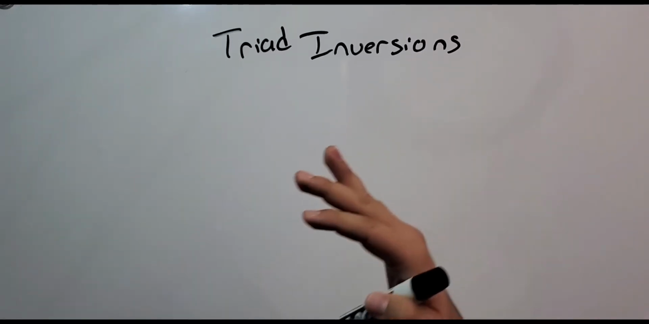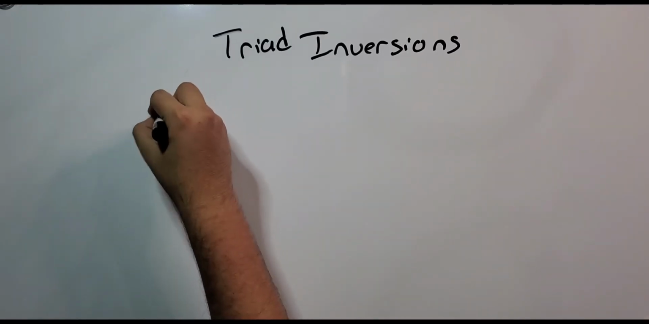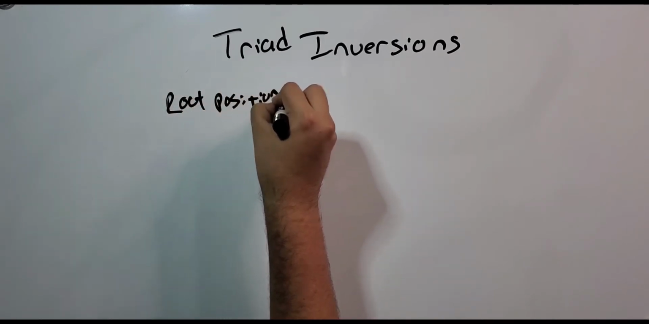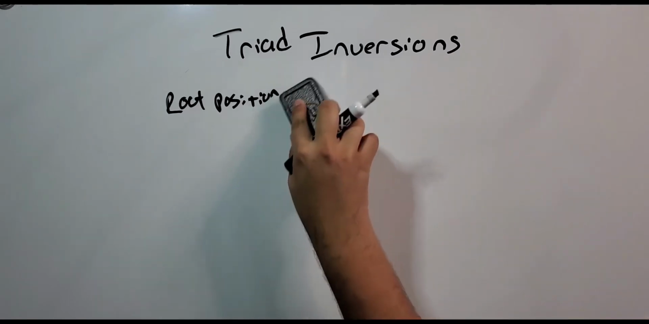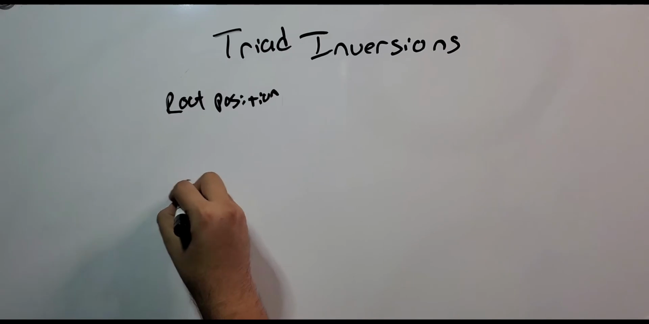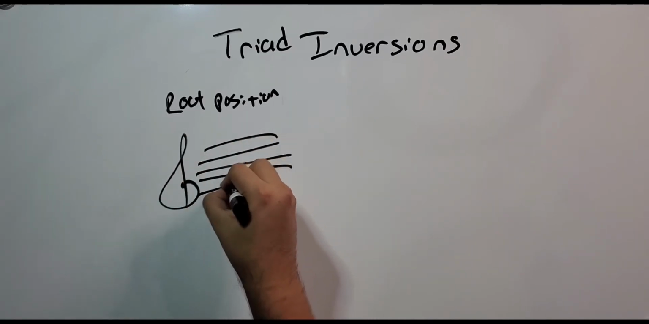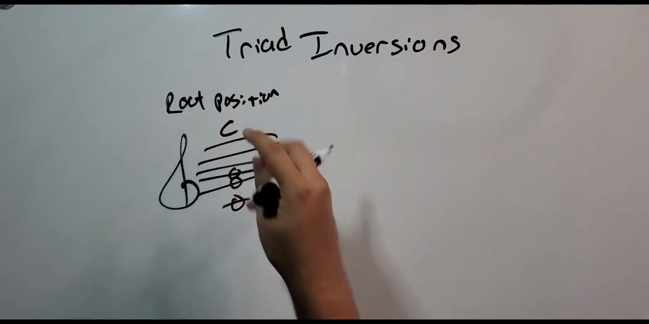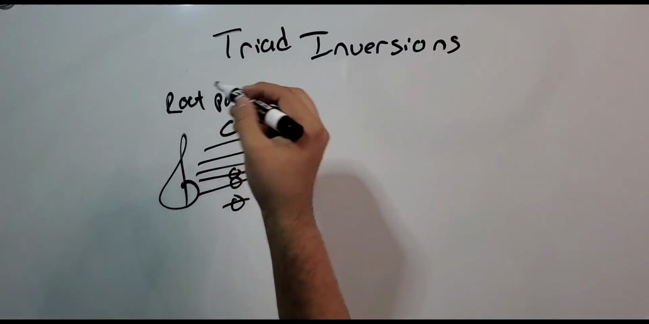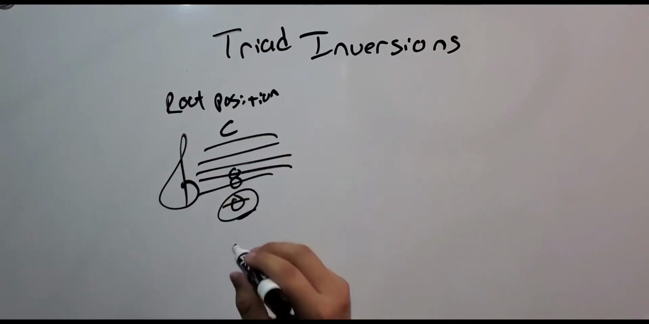Let's go ahead and talk about our first two inversions. But first, we need to talk about root position. Now, root position is just when we have the chord correctly written from bottom to top. So for example, it would be C, E, G. This is C root position, right? This is C root position because we have our root in the bass. And we need to keep in mind that it always matters which note is in the bass.